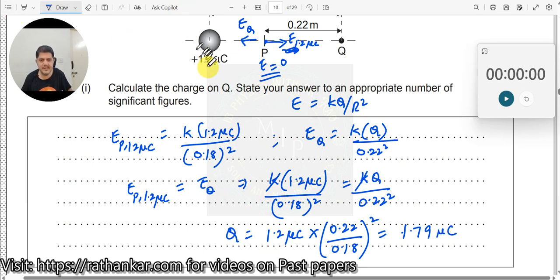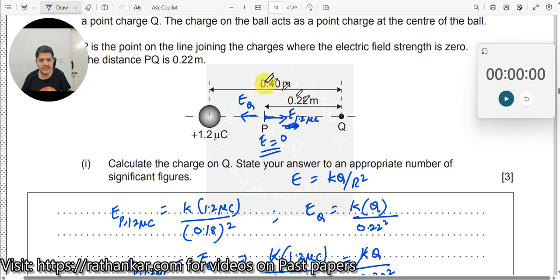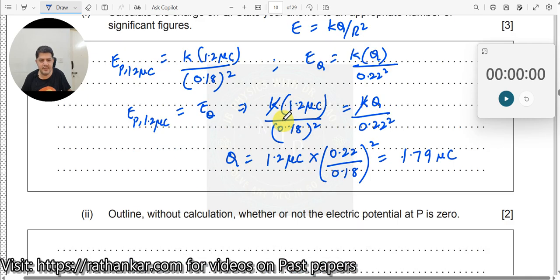Now look at this. This has two significant figures. This has 2, this has 2, this has 2. Everywhere it is 2 here. So here it is 3. So what should I do? I should write this as 1.8 microcoulomb over here. Okay. So therefore we get 1.8 microcoulomb is the right answer.